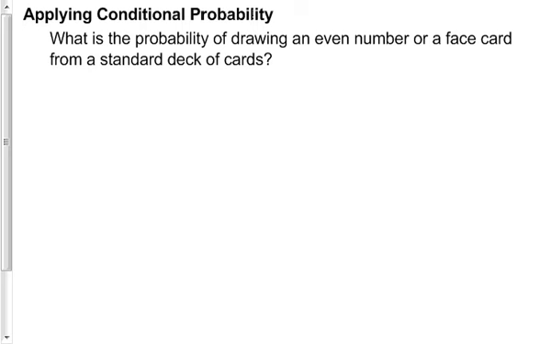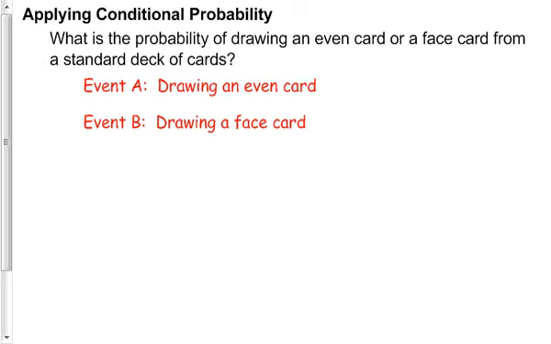In this video, we're going to look at conditional probability, and specifically, we're going to look at applying the multiplication and addition principles of probability. So our question is: what's the probability of drawing an even number or a face card from a standard deck of cards? So we're looking at two different events.